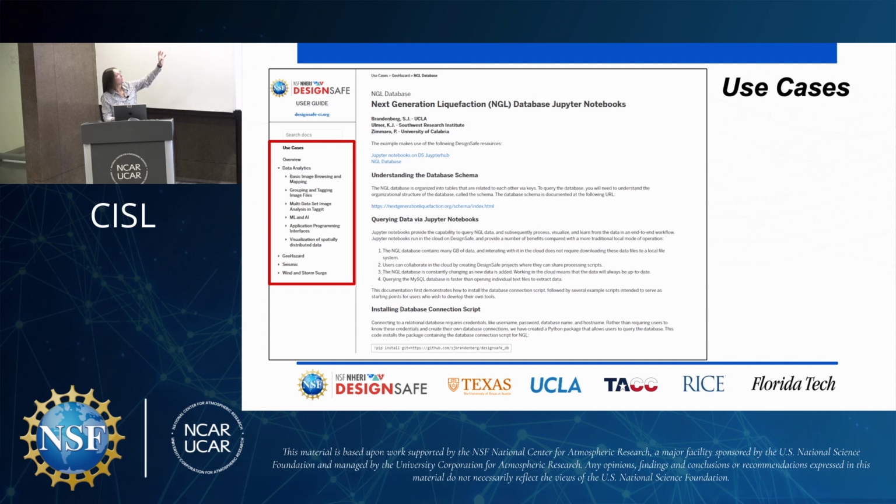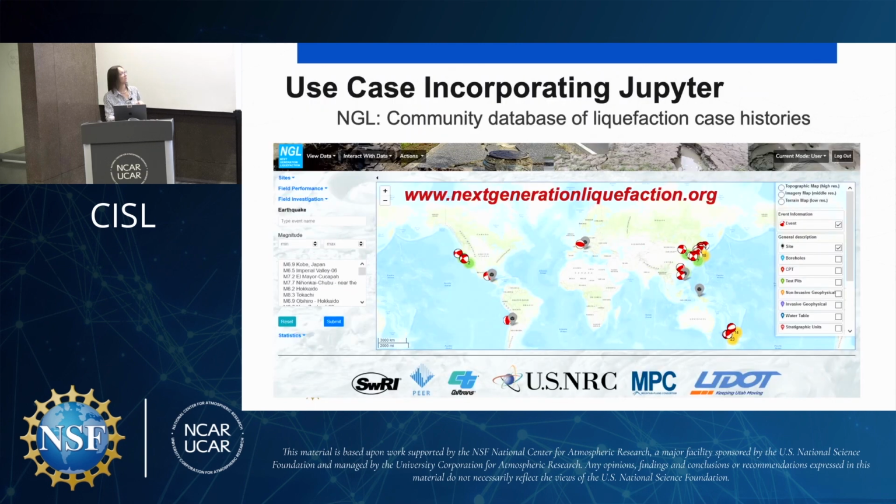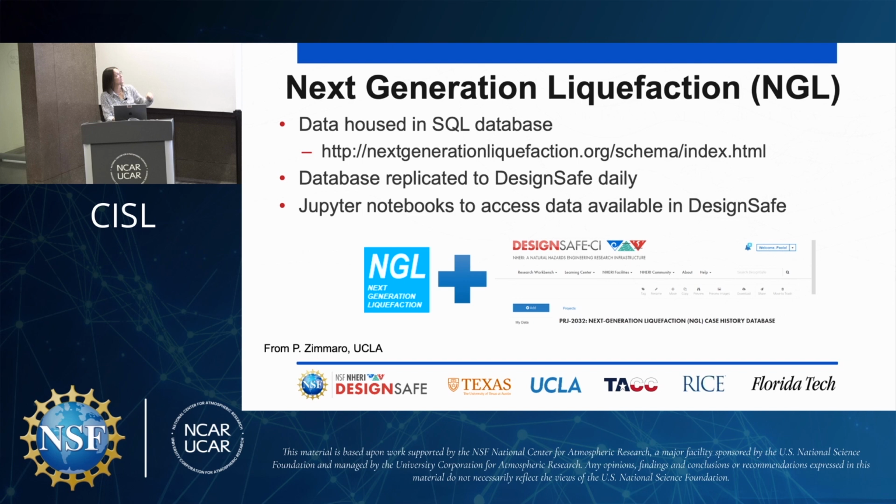So the Next Generation database, let's talk a little bit about NGL. It's called NGL. They have their own webpage, with a very long name there. And people can submit data to be part of the NGL database. It gets reviewed, and if it's accepted, it gets put in the repository. But it's all housed in the SQL database. And that database is replicated to DesignSafe daily. And then they've published a bunch of Jupyter notebooks that help users access that data.